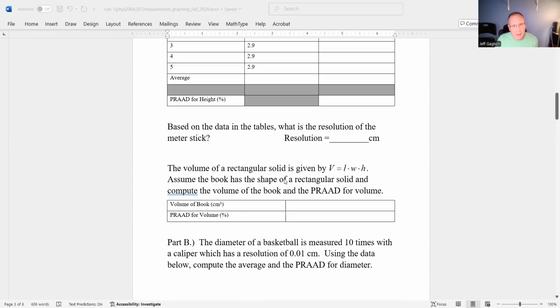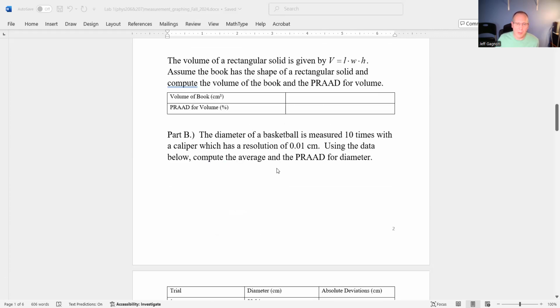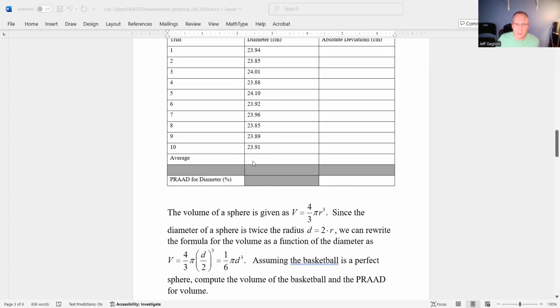By the way, back here, make sure that all these averages, when you found the length, width, and height of the book, are all averaged to one decimal place, right? Because that is the resolution. But for the diameter, you can round it to two places. Okay, then I want you to compute the prad for diameter.